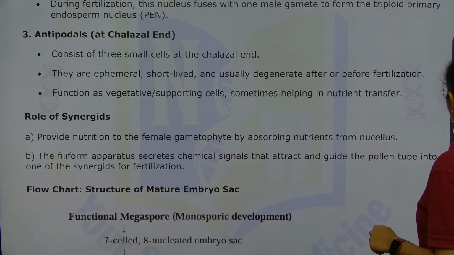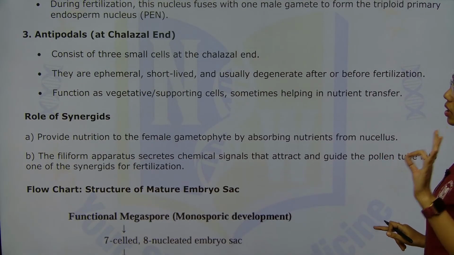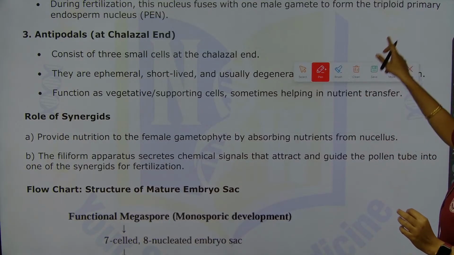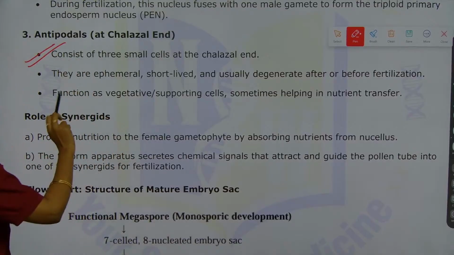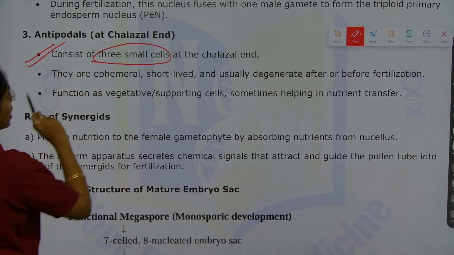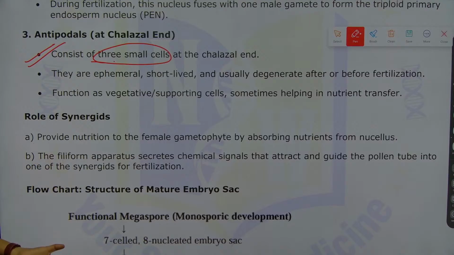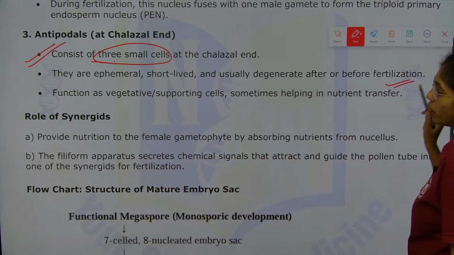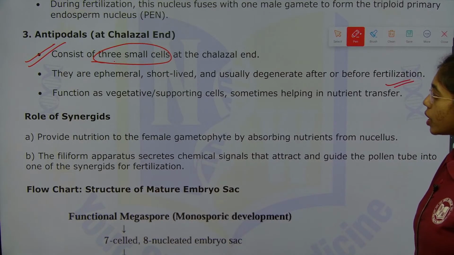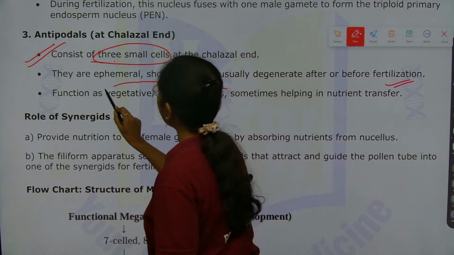Antipodals are at the chalazal end, and they consist of 3 small cells. They are ephemeral, short-lived, and usually degenerate after or before fertilization. They function as vegetative or supporting cells.